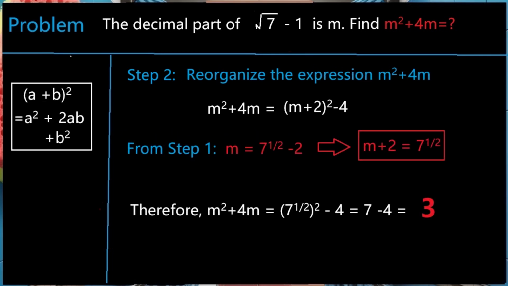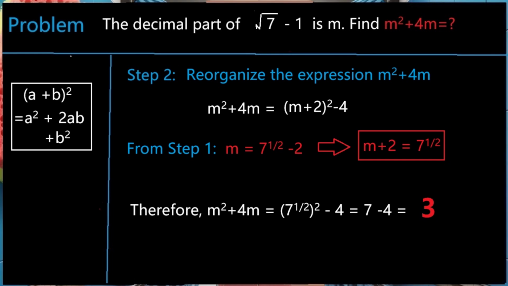After completing step 1 and expressing m in terms of the square root of 7, we can use a second method to evaluate the square of m plus 4m. Notice that the square of m plus 4m can be rewritten by completing the square, equaling the square of m plus 2, minus 4. From step 1, we already found that m is equal to the square root of 7 minus 2, so m plus 2 equals the square root of 7.